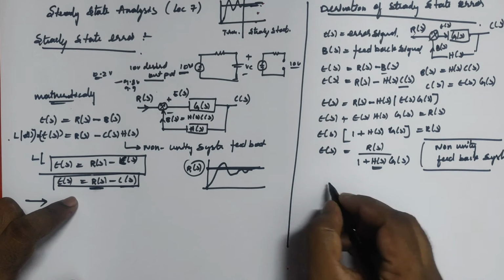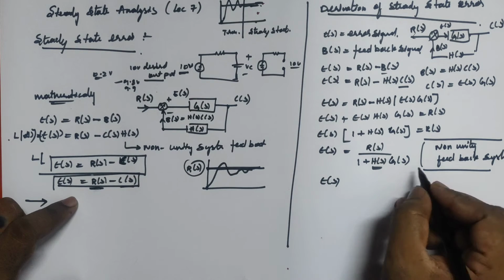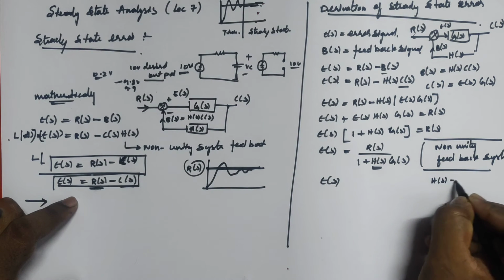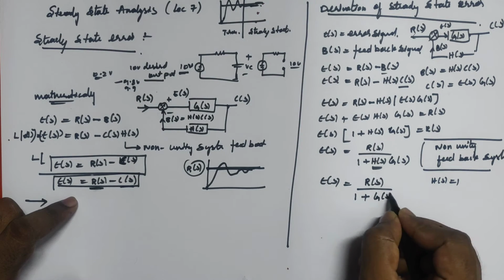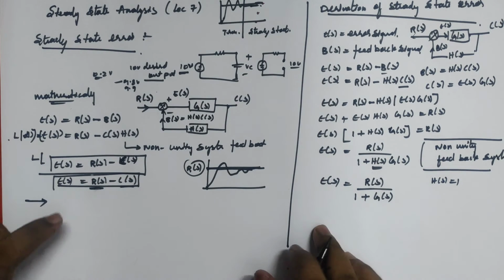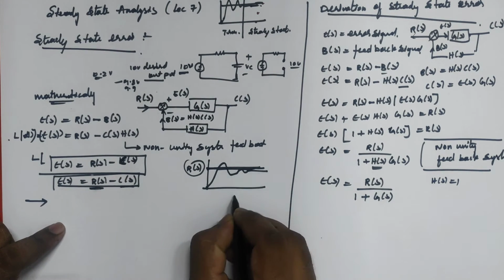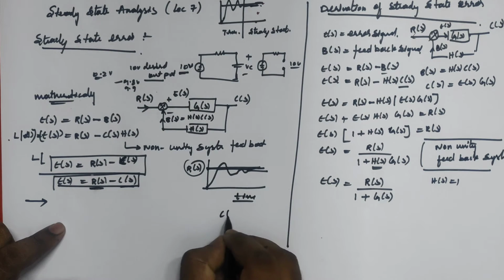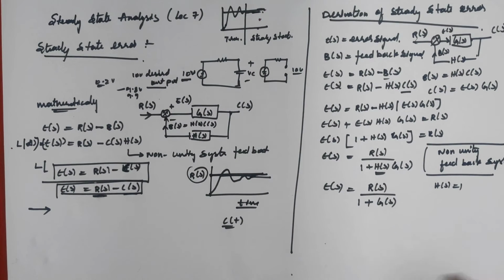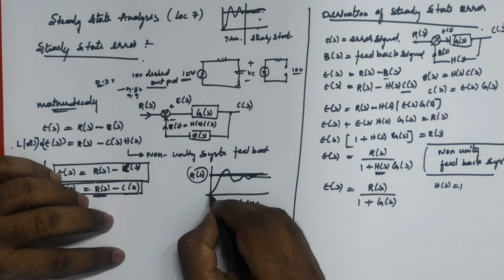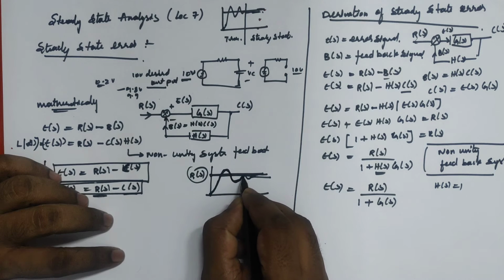Okay, now for a unity feedback, what you do is keep H(s) equal to 1, so we will have R(s) by 1 plus G(s). Now we need to find the error signal in time, that means we should get c(t). The response should always be observed in c(t). So the actual output for time t tends to infinity; what does that mean? That means the response from 0 is going to infinity.